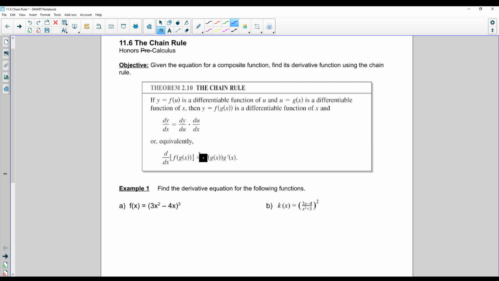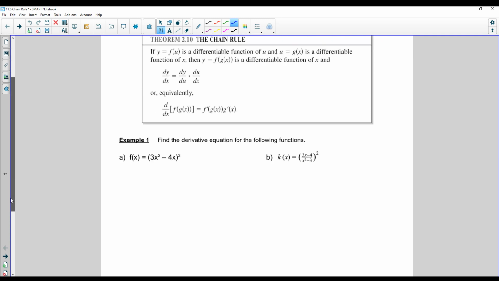Here's how you do it. You do the derivative of the outer function. F would be our outer function. You do the derivative of the outer function, you leave the inner function alone, times the derivative of the inner function. And it's actually an extension of the power rule. You'll see that as we go. All right, so let's go ahead and do some examples, and this will make a lot more sense for you.